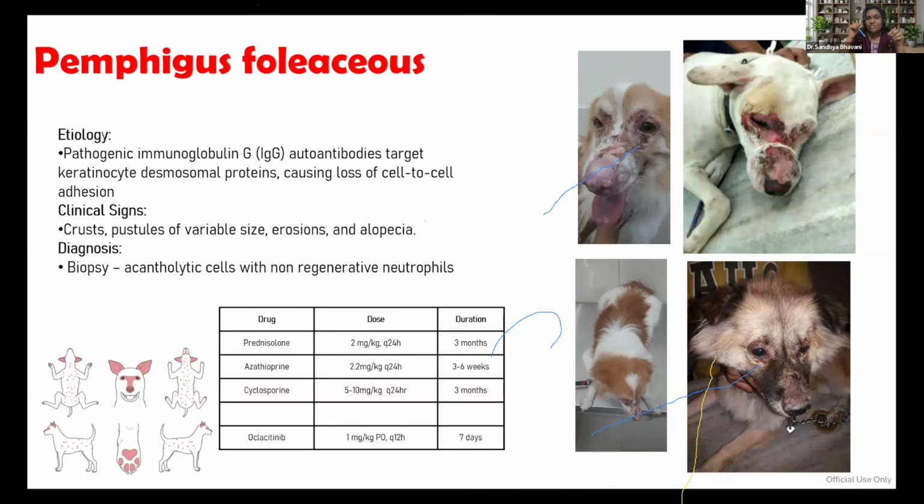Coming back to foliaceus, what you see on the lesion area is erosions and alopecia. Initially there will be erythema and alopecia, then erosion of the area. In the first picture you can see swelling of the nasal planum, and in this dog the other parts of the body are completely normal. So the lesion is restricted to the face, but the ears and paws can also be affected, and at any time other body parts can be affected in foliaceus. It is on the epidermal layer.